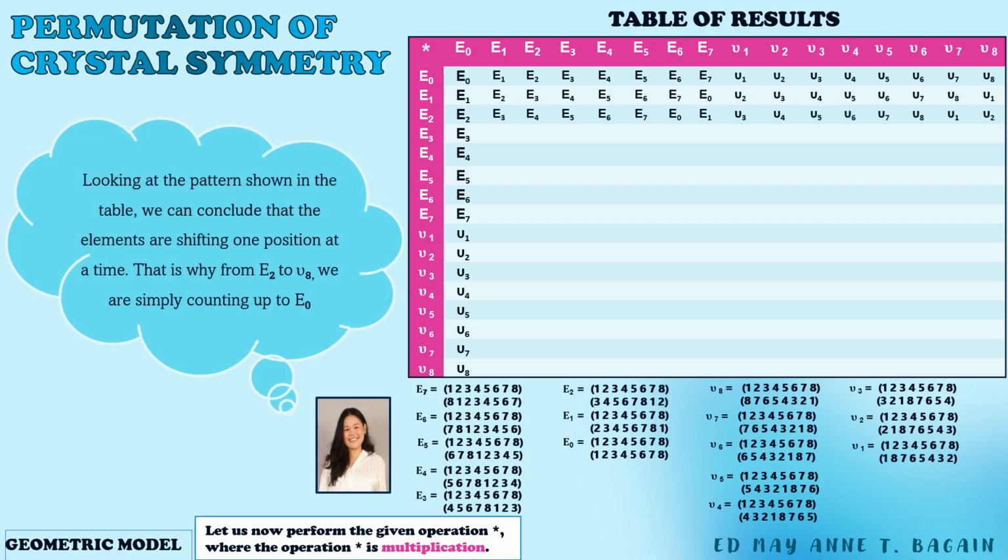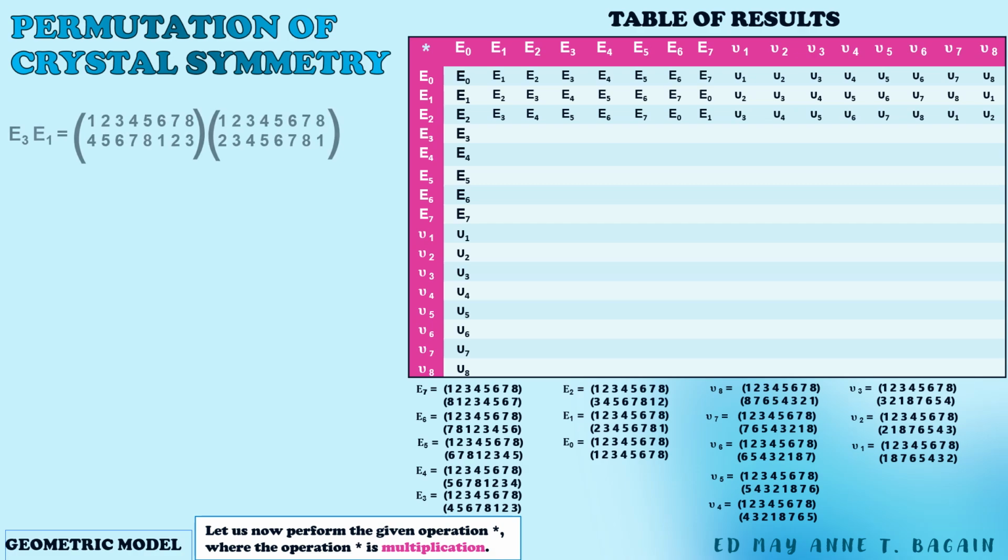Okay. So looking at the pattern shown in the table, we can conclude that the elements are shifting. So from epsilon sub 3, we go to epsilon sub 8. And then after we hit the last number, we will just be going back to 1. And that's it. We will just do that for the rest of the table up until we get to the last one. So we know now that we are just shifting from 1 to 2.